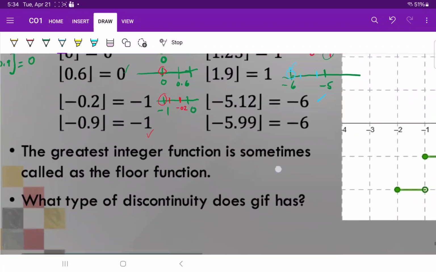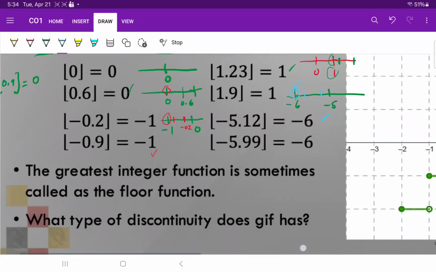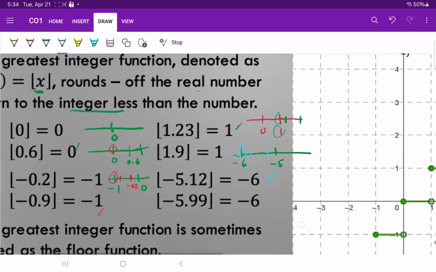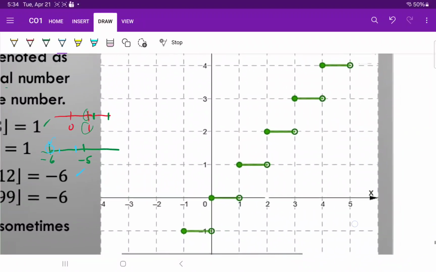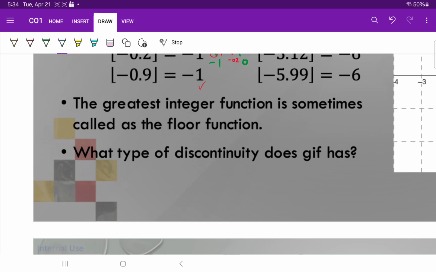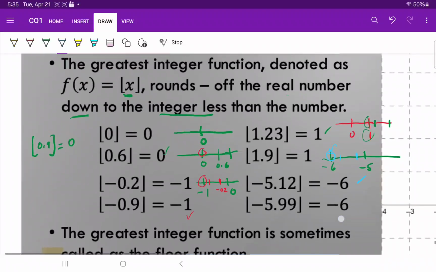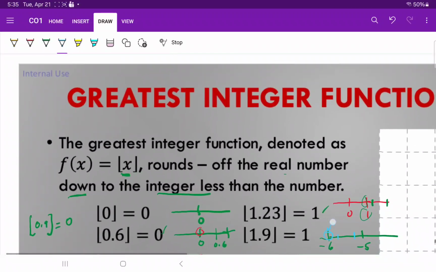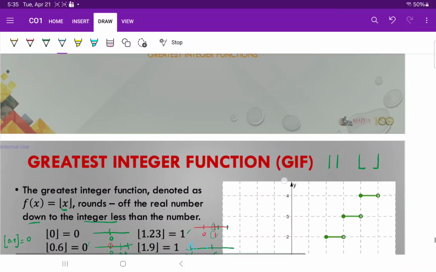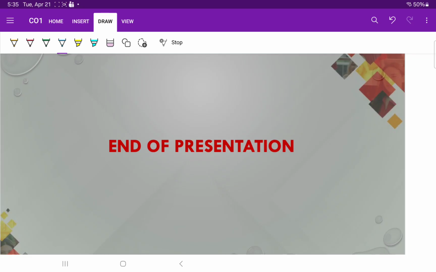Okay, what type of discontinuity is this one? Again, it's discontinuous. Sometimes you call it a floor function. This is the last type of discontinuity. So that ends our lesson on discontinuity.